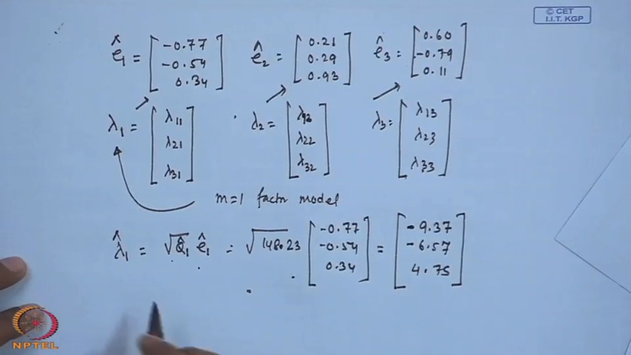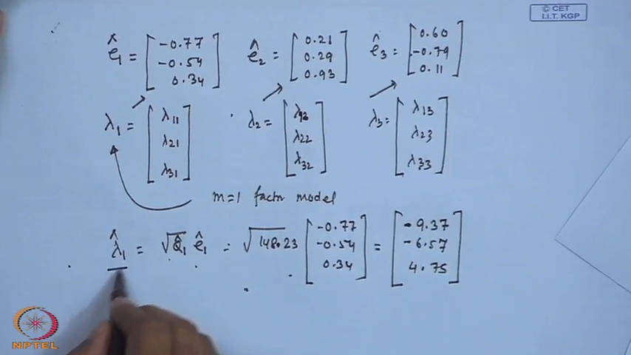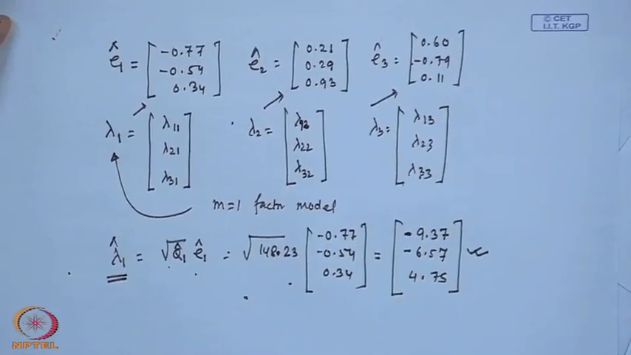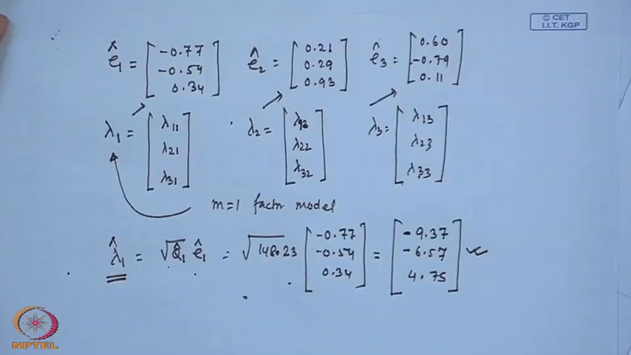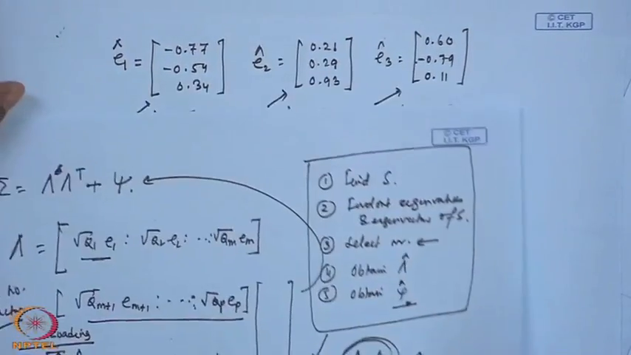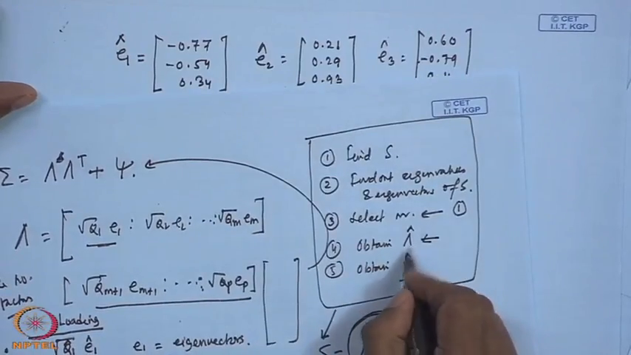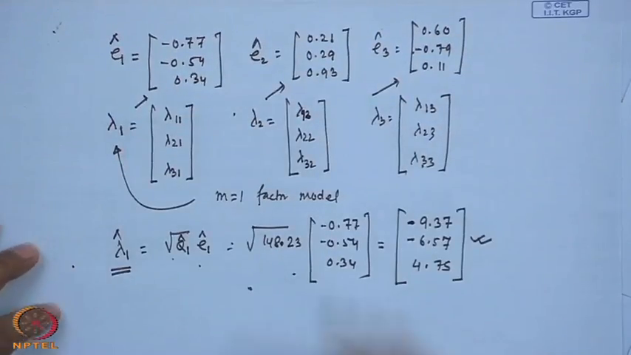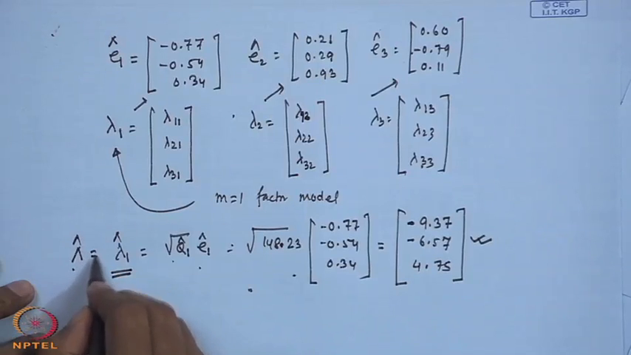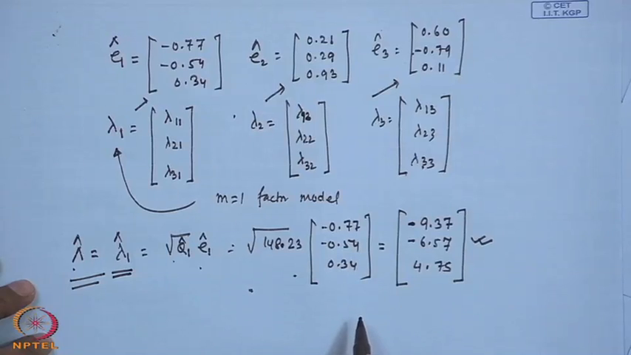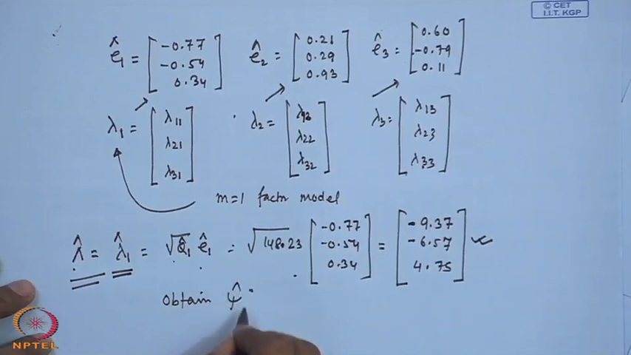Okay. So this is your lambda value. Now what you want, if you go by the steps, I said select m equal to 1, obtain sigma, that is lambda cap. Here lambda cap is this one. So you have obtained lambda cap. Now what you require to find out or obtain is psi cap.